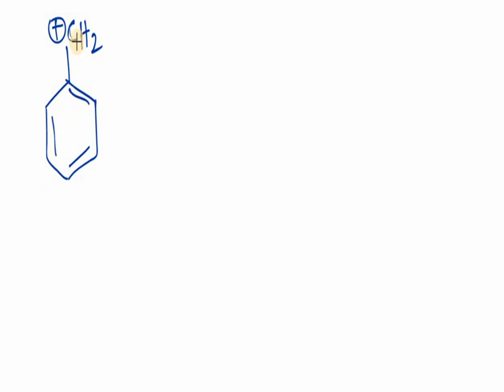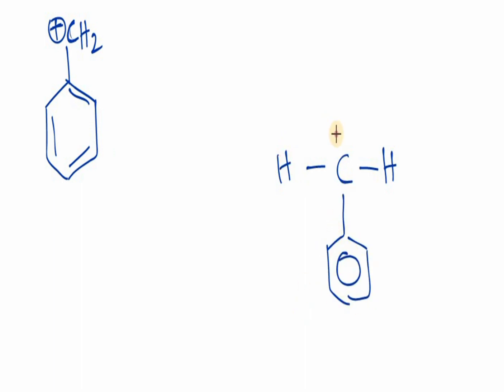Now try to understand the environment of this carbon. I am writing here: one side hydrogen, another side hydrogen, and another side it is attached to the benzene ring. So now here we have a positive charge. What is the hybridization of this carbon? The hybridization of this carbon is sp2. It is a planar carbon, right? Now, carbon generally should have 4 bonds, but now it has only 3 bonds. So this has one vacant orbital.